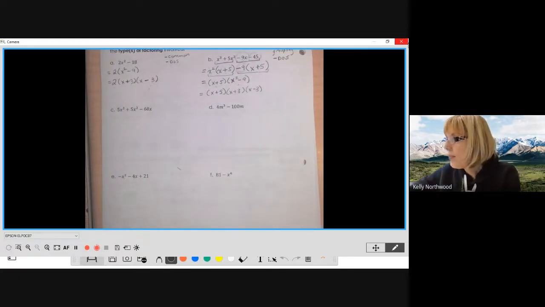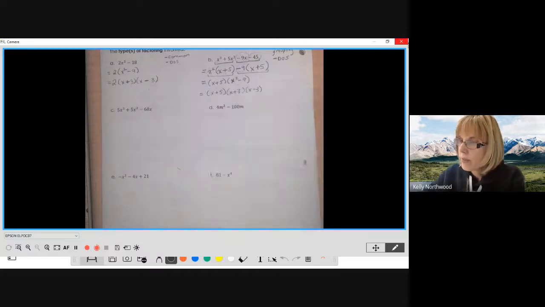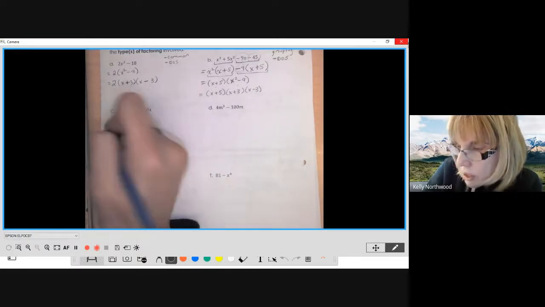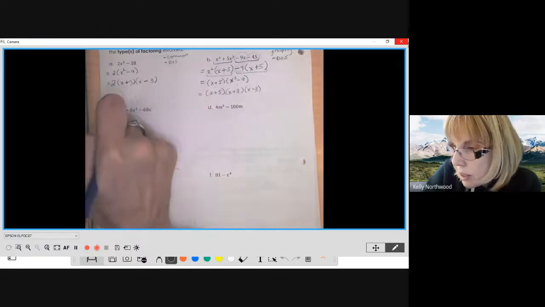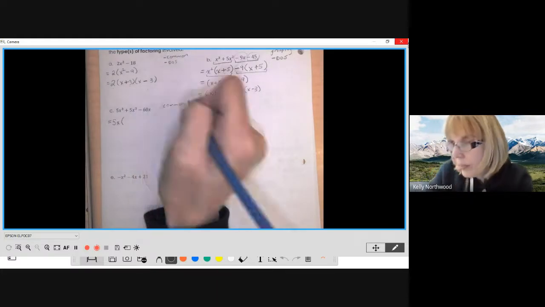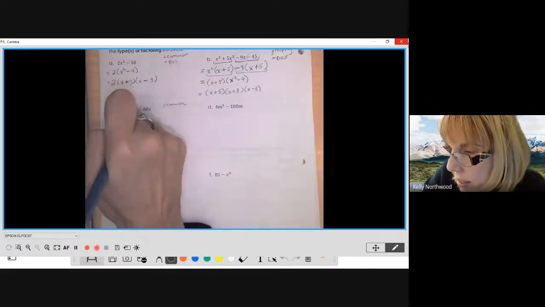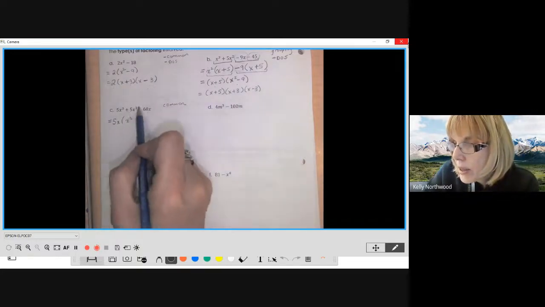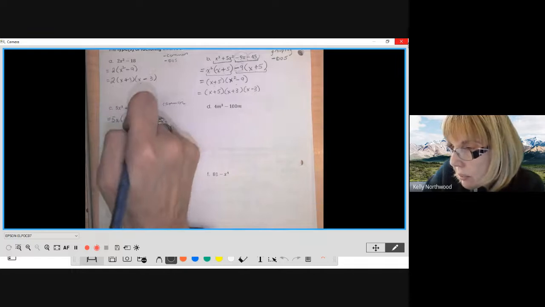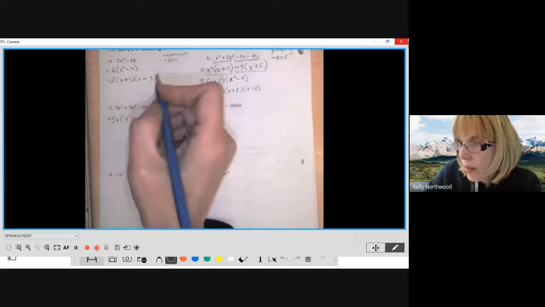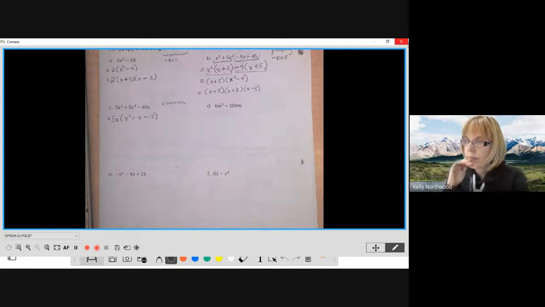All right, we're on to C. So always check for common factors first. So I've got 3 terms. 5 goes into 60, so 5 for sure. There's an x in all of them. Smallest exponent is x. So I've got common for sure here. So I'm going to divide each term by 5x. So 5x cubed divided by 5x is x squared. Positive 5x squared divided by 5x is positive 1x, or just positive x. And negative 60x divided by 5x is negative 12. So there's my first stage, common factoring.